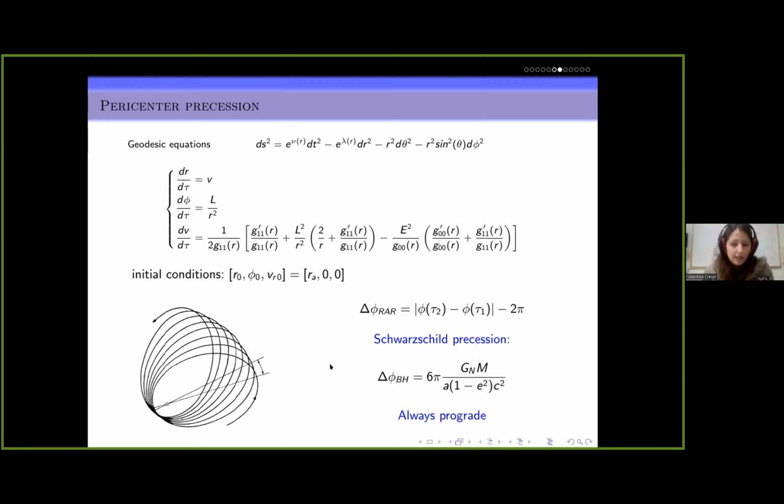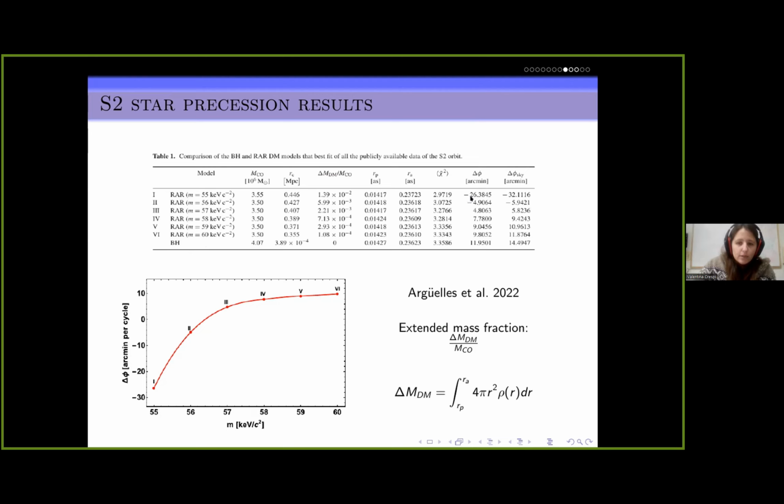So we did this calculation in particular for the S2 star. Here are the main results. In this table, we see that for a narrow range in particle mass of the fermions, from 55 to 60 keV, we find that the angle of precession in the real orbit, in this column, ranges from minus 26.38 arc minutes per cycle to very positive values, approximately 9.8 arc minutes per cycle.